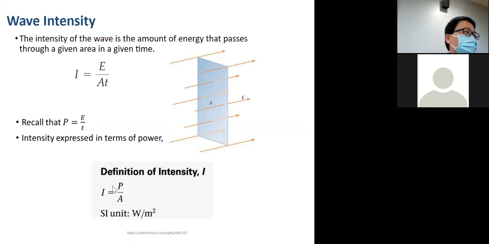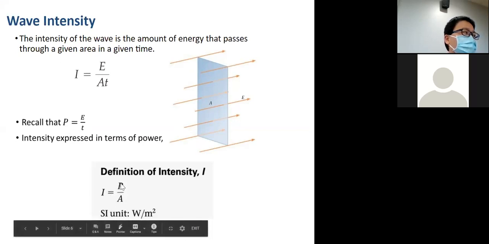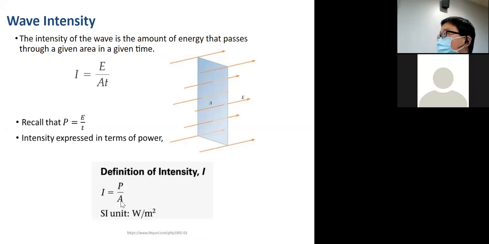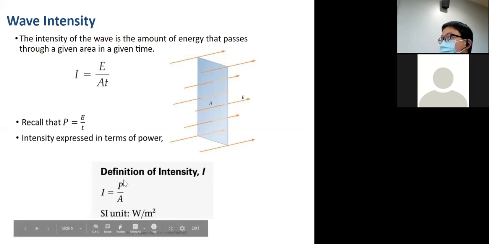So then intensity can be rewritten as just power divided by the area. Okay, so in this case, you can see that intensity should have a unit of watts, which come from power divided by area. Okay, so area will be meters square. We use I for intensity here.